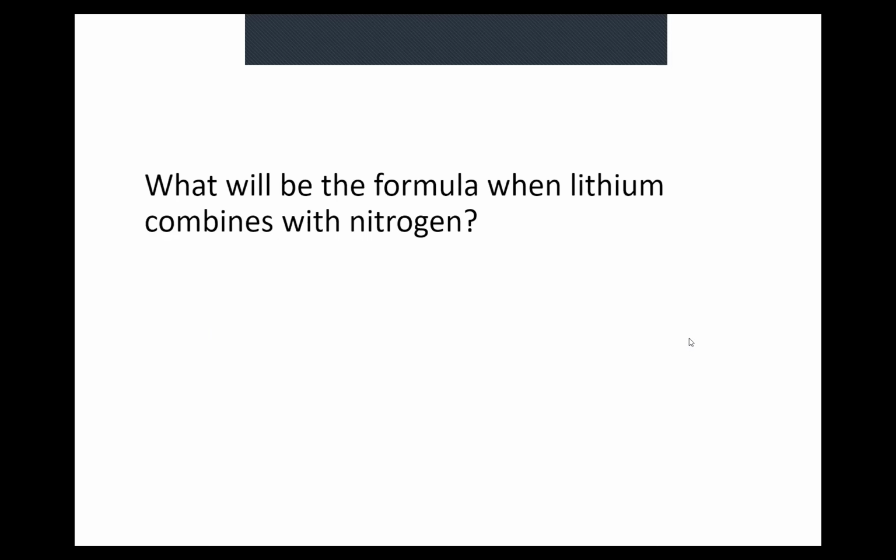How about lithium combining with nitrogen? Take a moment to find lithium and to find nitrogen on the periodic table.